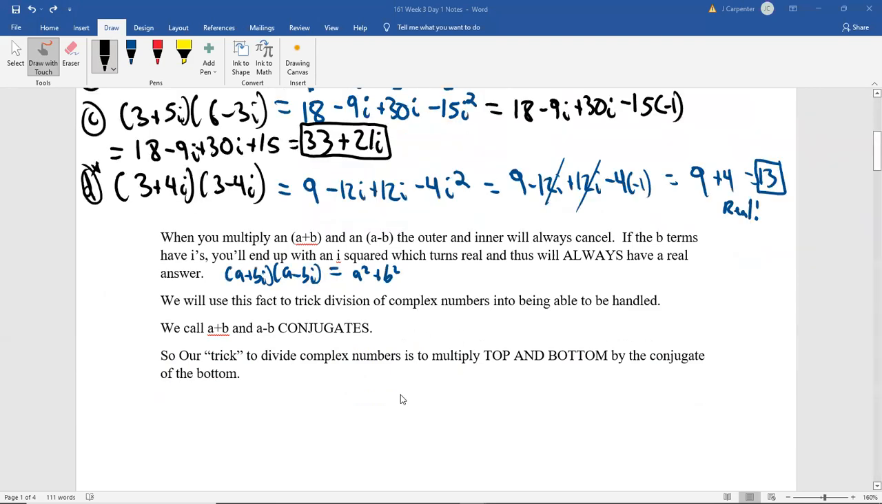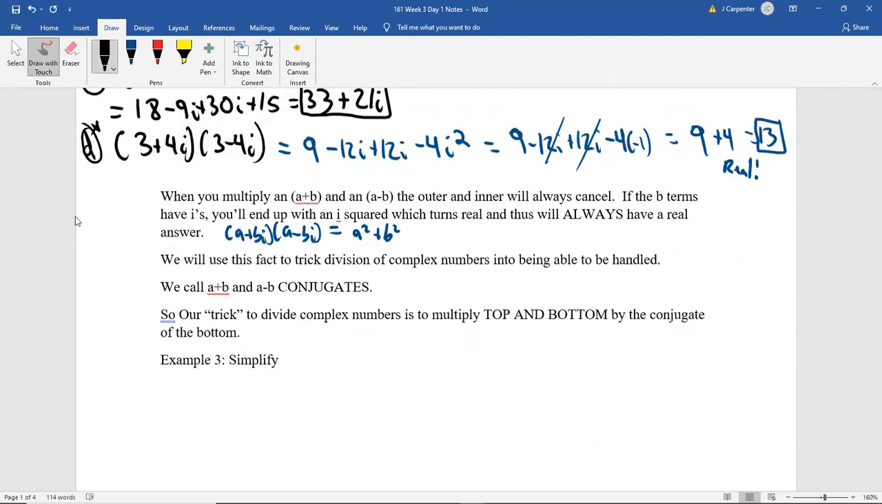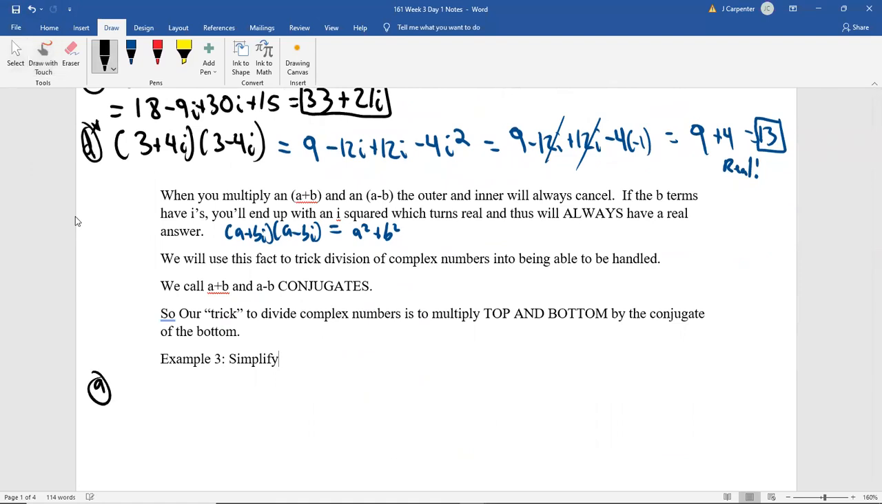All right. Example 3. See, I don't tell you do this and that. You have to know what to do when you see a problem like this: 4 over 2 minus 3i. This is what a division of a complex number looks like.